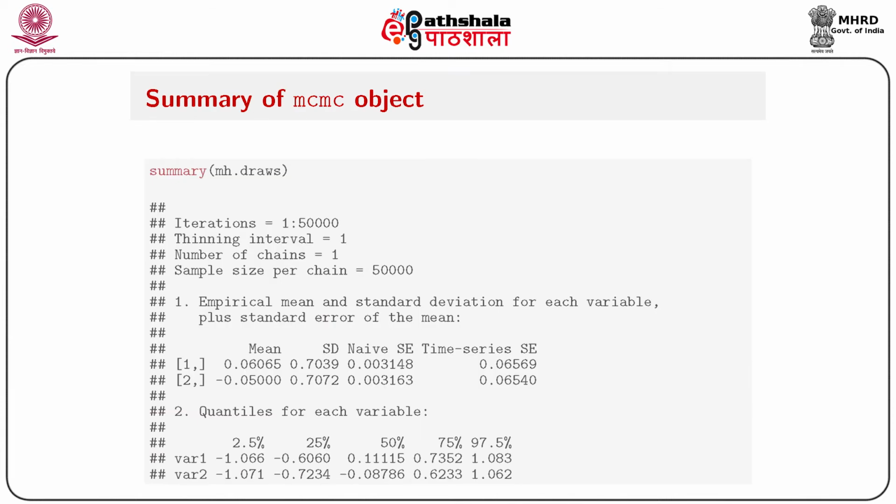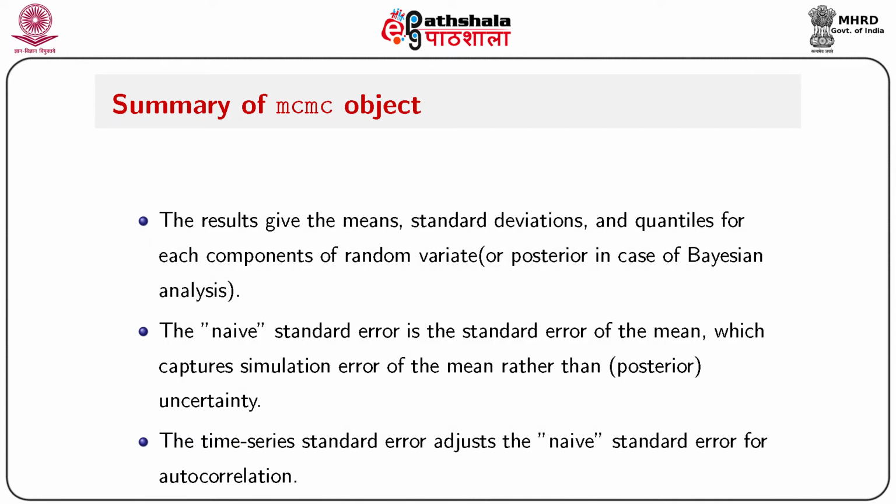Now we can see the summary of mh.draws. Just write summary and pass the mh.draws object. It will give you the summary of the sample that you have: the mean of the two variables that you generated, the standard deviation, the naive standard error, the time series standard error, etc. The results give the means, standard deviations and quantiles of each component of the random variate. The naive standard error is the standard error of the mean, which captures the simulation error of the mean rather than uncertainty. The time series standard error adjusts the naive standard error for autocorrelation.